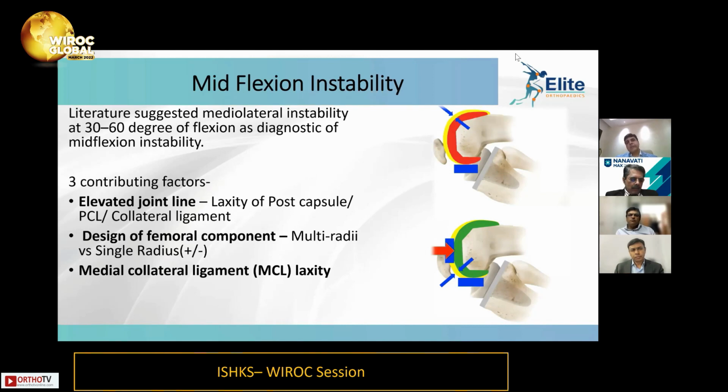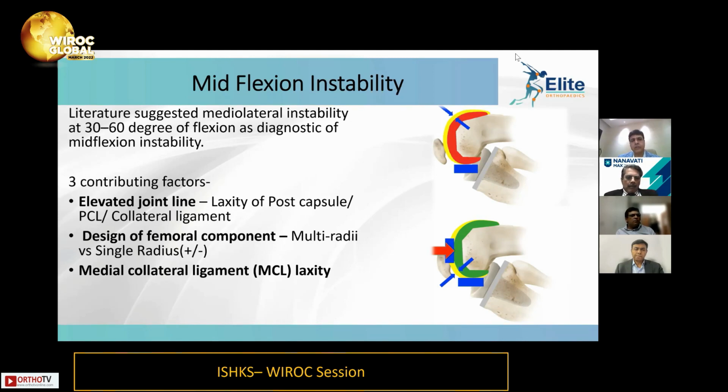A lot of interest has risen in the last decade on mid-flexion instability. Any mediolateral instability within 30 to 60 degrees of flexion is diagnostic of mid-flexion instability. So always assess your knees, not only in full flexion and extension, but also in the mid-flexion range. And three contributing factors are to be always kept in mind. One is cases where you proximalize the joint line, maybe for correcting an FFD deformity. You have a laxity of the posterior capsule, PCL, and collaterals, and that would lead to mid-flexion instability.